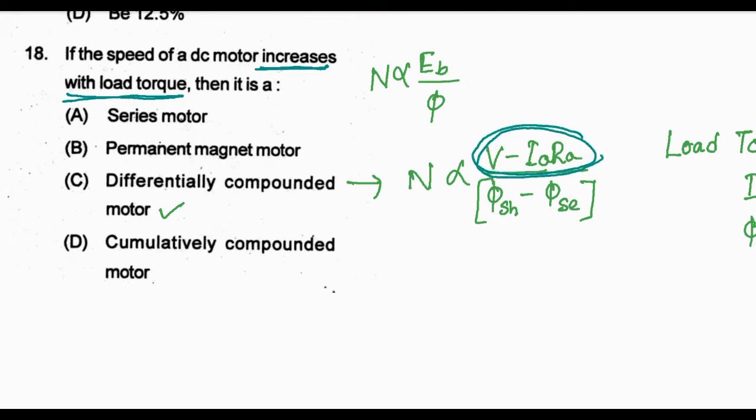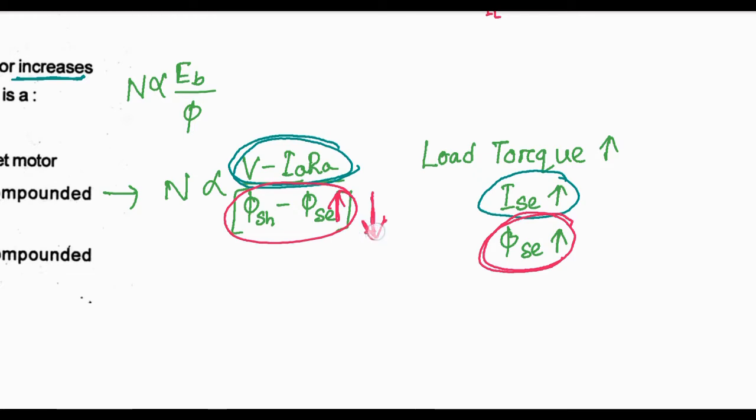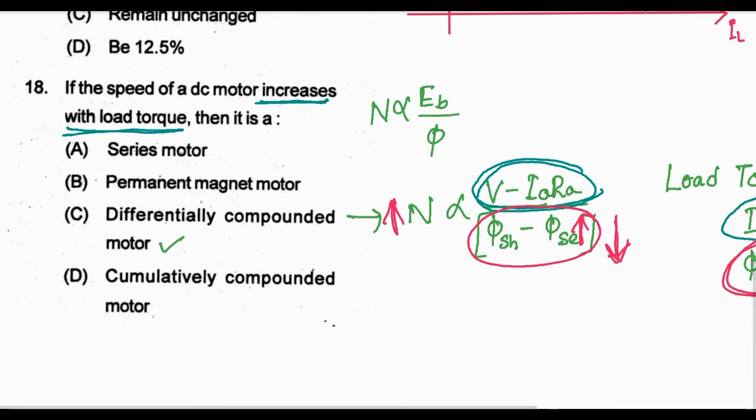EB, that is the back EMF, is proportional to phi SH minus phi SE. If we consider the differentially compound motor, when load torque increases, that means ISE, the series current, will increase. Series current increases means series field flux will increase, which means this term will increase, so the whole term will decrease. Whole term will decrease means, as this is in the denominator, N will increase. So this satisfies only for the differentially compounded motor.